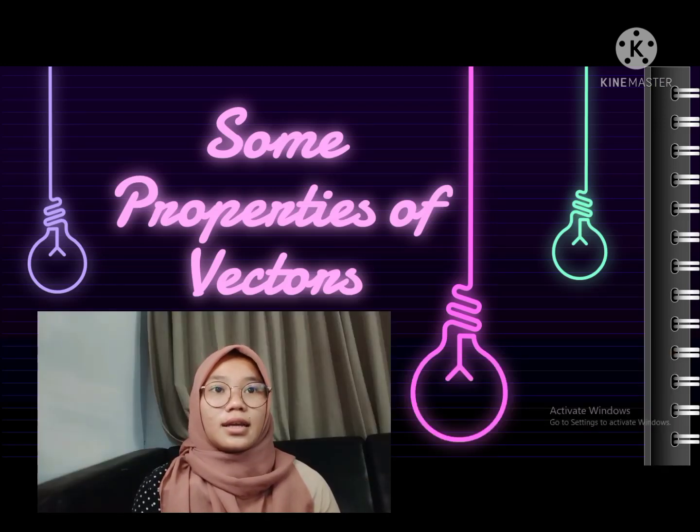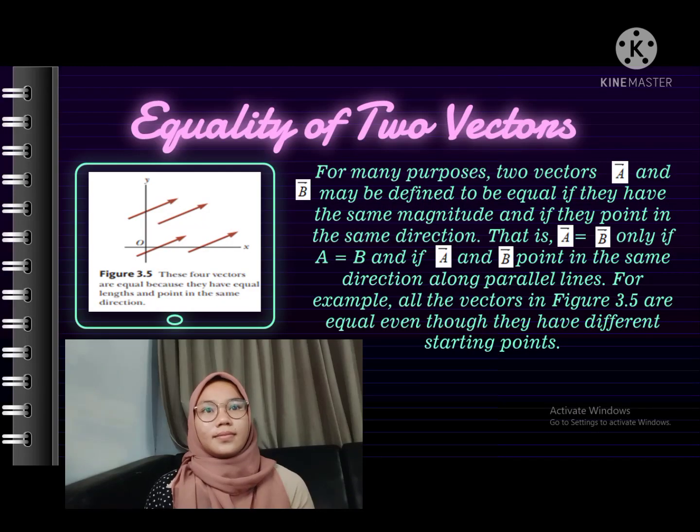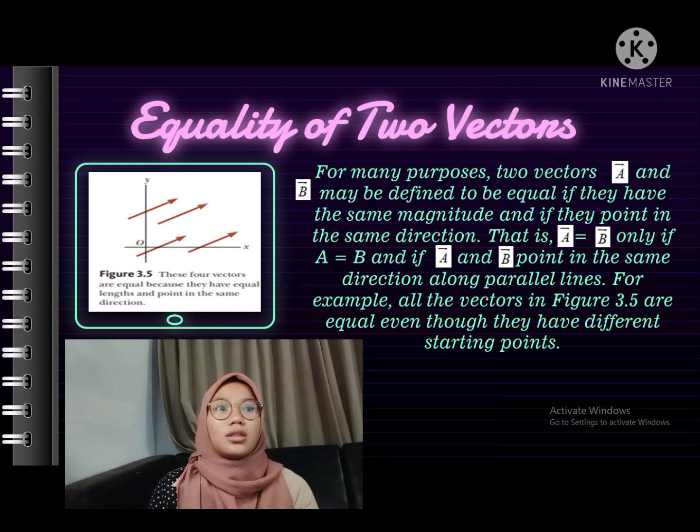Next, material 3, some properties of vectors. Next, equality of two vectors. For many purposes, vector A and vector B may be defined to be equal if they have the same magnitude and if they point in the same direction. That is, vector A equals vector B only if A equals B and if vector A and vector B point in the same direction along parallel lines. For example, all the vectors in figure 3.5 are equal even though they have different starting points.